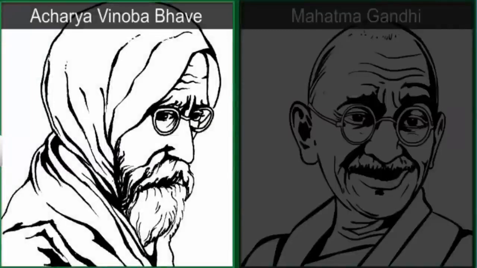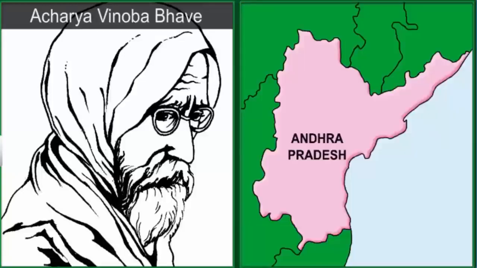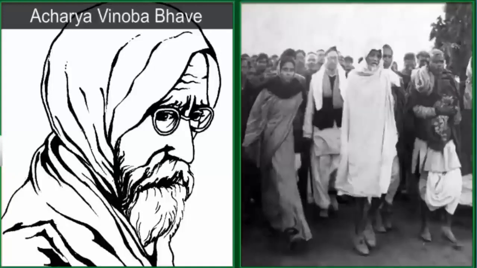Before we end, let us talk about a movement called the Bloodless Revolution in India. This movement was started by Acharya Vinoba Bhave, a staunch follower of Mahatma Gandhi, and aimed to improve the condition of landless farmers. on April 18, 1951.